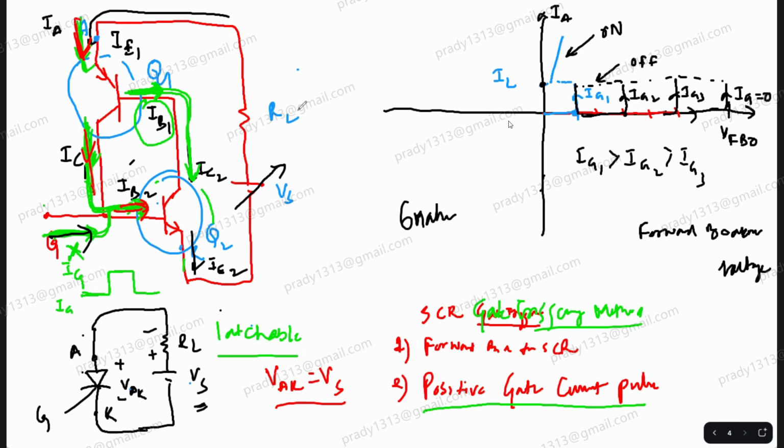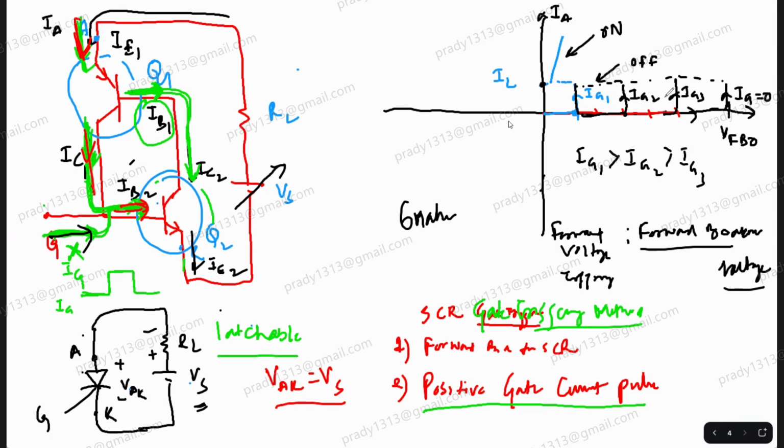Is it clear? We are not discussing this method. This method of starting a SCR is called forward voltage triggering. So if they ask you what are the different methods of starting a SCR, this is one of the methods. We are not using it, so we will not be studying it also. Is the graph clear to you? You don't need to draw all this. You can show it for one gate current, or you can show it all also.